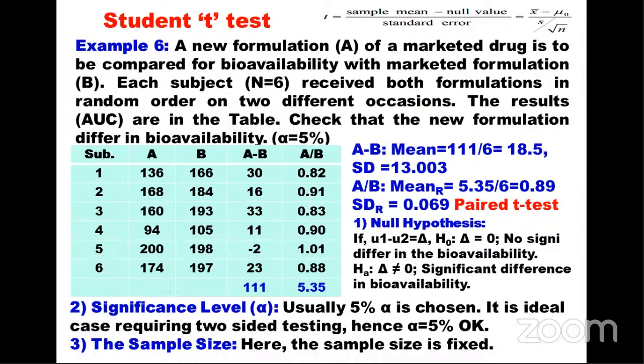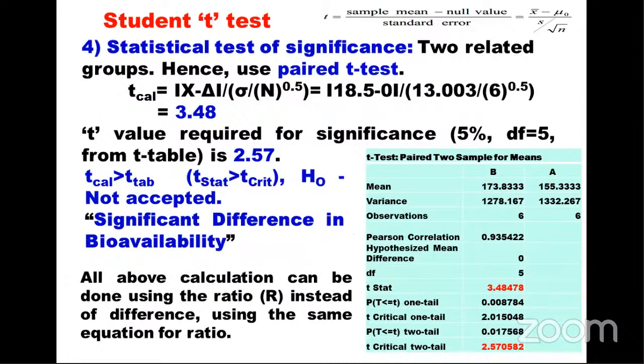Now this is a paired t-test. Why? Because the same subjects are used. So we'll be using the paired t-test formula, and the formula is the same: x bar minus mu upon standard deviation upon root of n. By calculation, we are getting a t value of 3.47 and t tab comes to 2.57. So t cal is greater than that, so there is a significant difference in bioavailability of both.